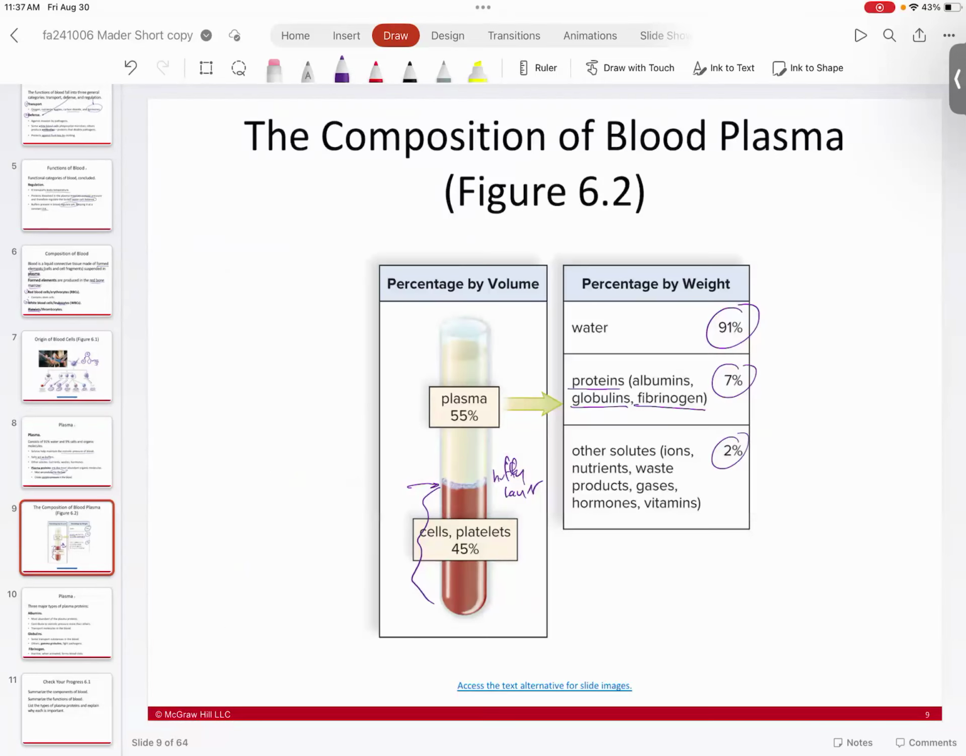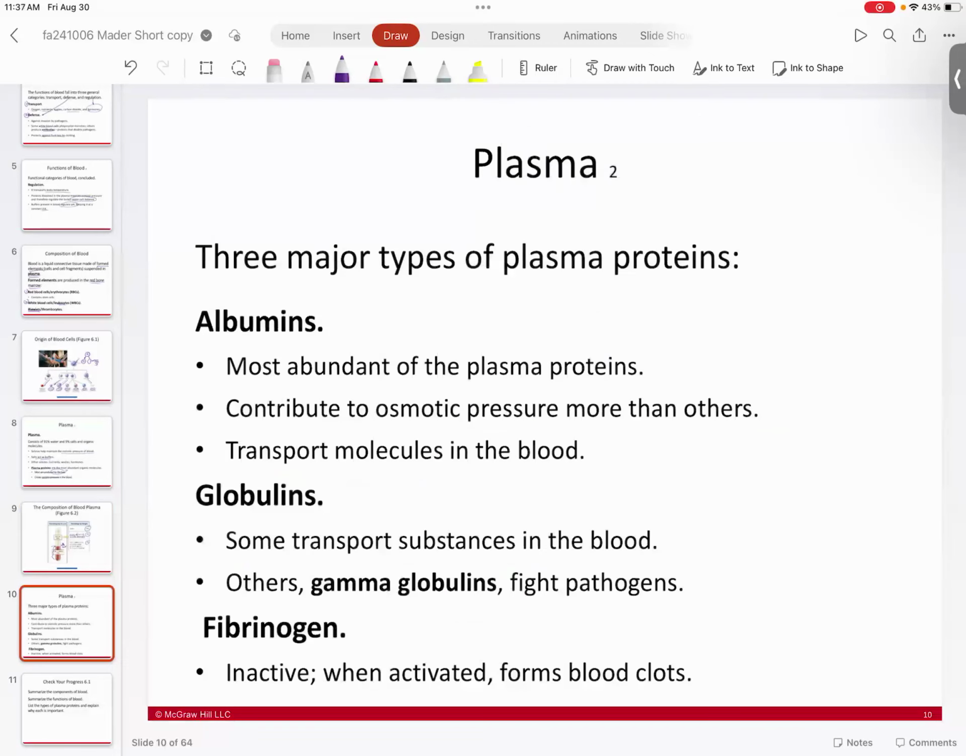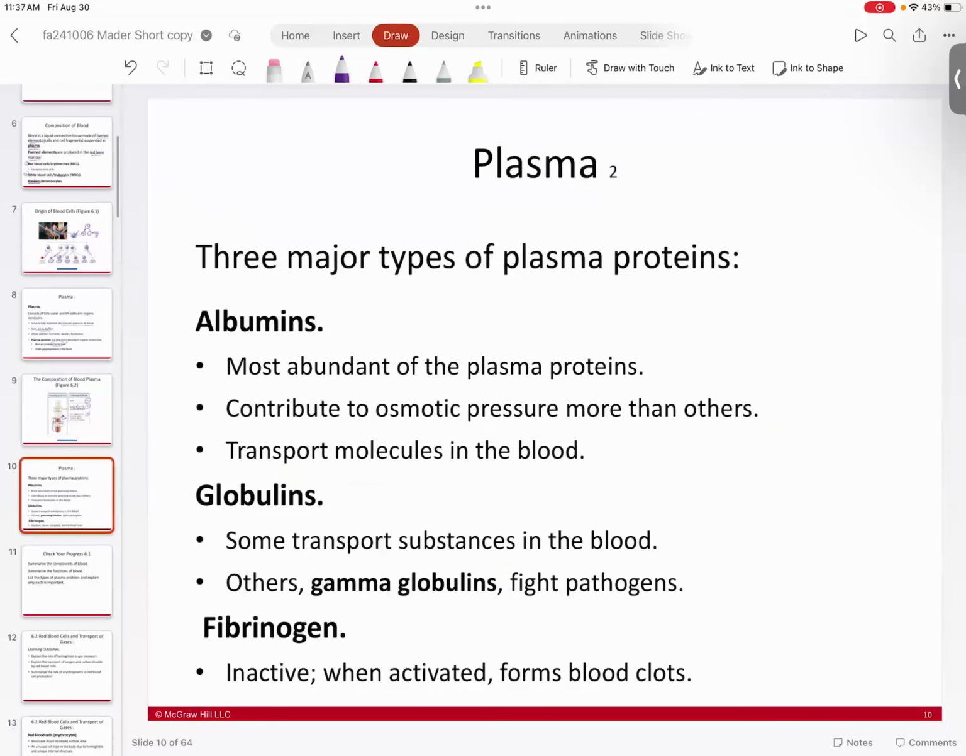So some of those plasma proteins, for instance, are things like albumins, which are basically shuttle proteins whose job it is to move things back and forth, lipids in particular, throughout the blood. So the albumins are the most abundant of all these plasma proteins. They're going to be made in the liver. And so generally speaking, their job is to transport molecules. So they're basically shuttles, moving stuff through the blood.